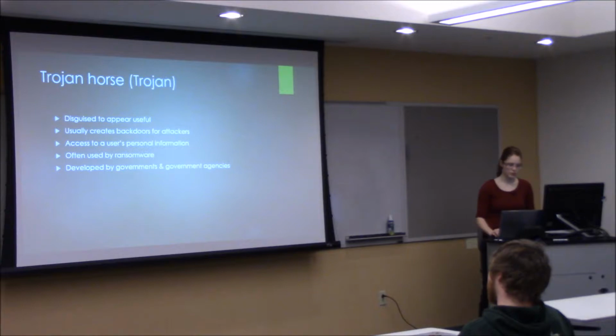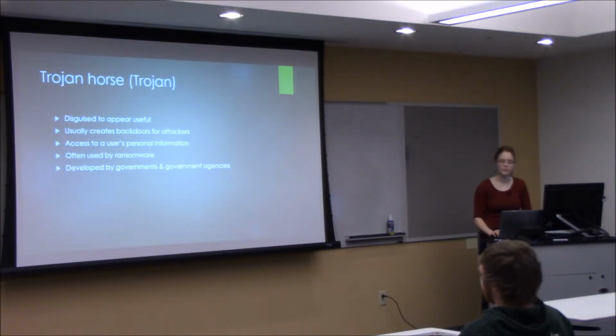So next up is the Trojan horse, or sometimes it's just called a Trojan. It's defined as a type of malware, but I kind of view it as more of a type of attack because it's used in combination with so many other types of malware. Like a Trojan with a worm, where you'll think you're getting something, but you're actually getting a worm along with what you're getting. So I view it more as an attack, but it's defined as a type of malware. And it's basically just something that's disguised to appear useful.